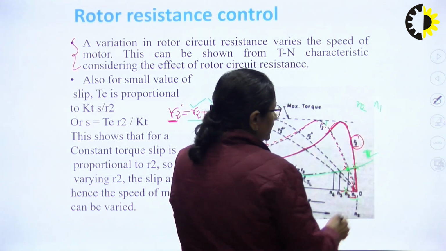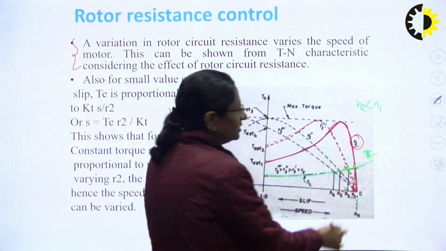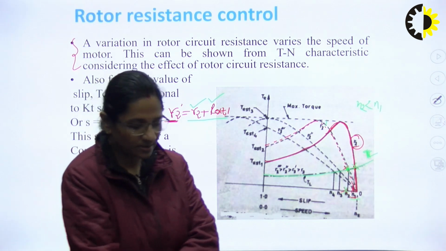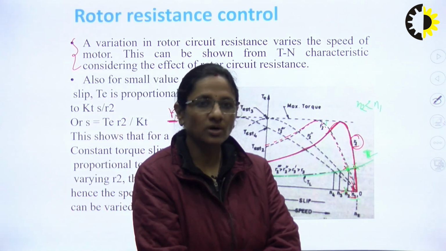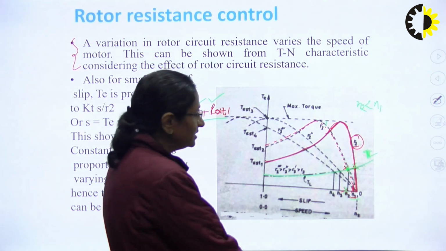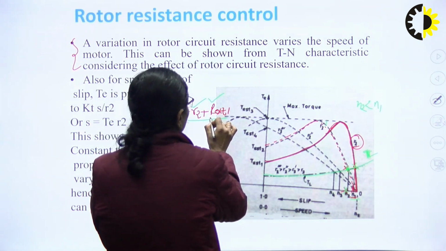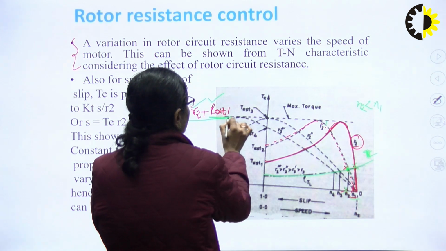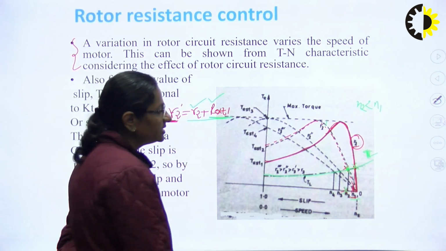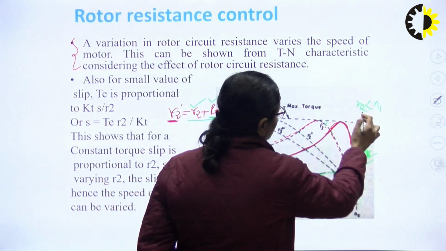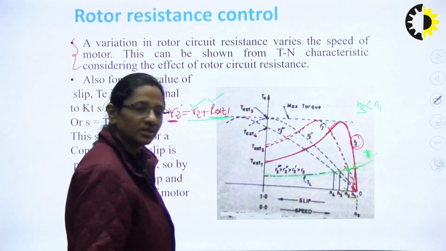We can very well see that N2 is less than N1. So, from here I can conclude, as far as characteristics 1 and 2 are concerned, that with insertion of some external resistance in the rotor circuit, there is a reduction in the operating speed of the motor. So, now the operating speed of the motor is N2.